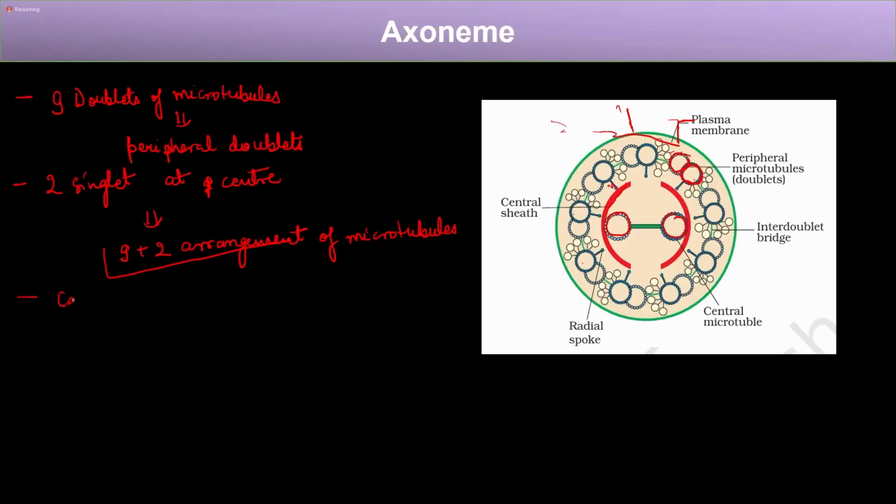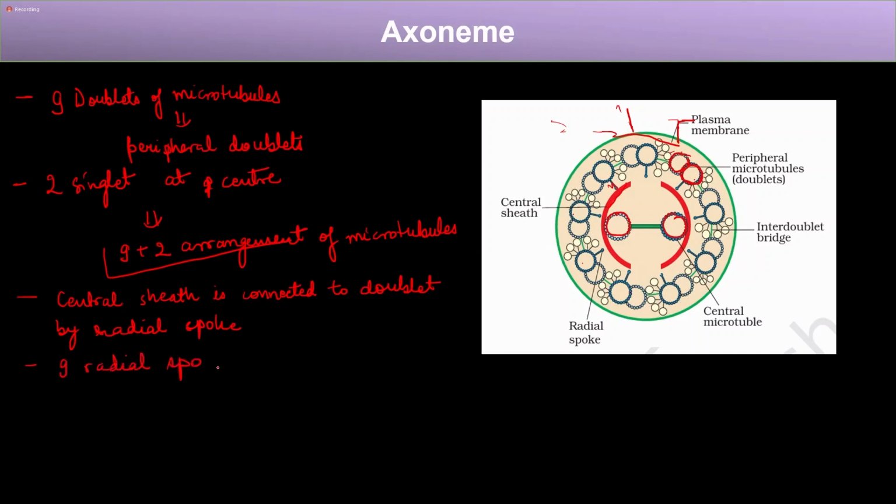So we can write that the central sheath is connected to the doublet by radial spoke. And how many radial spokes are there in total? There are 9 radial spokes in the axoneme. Okay, so this is all about the structure of axoneme.